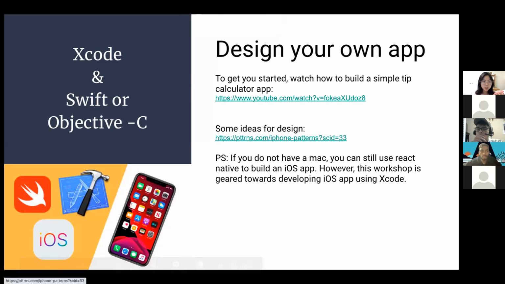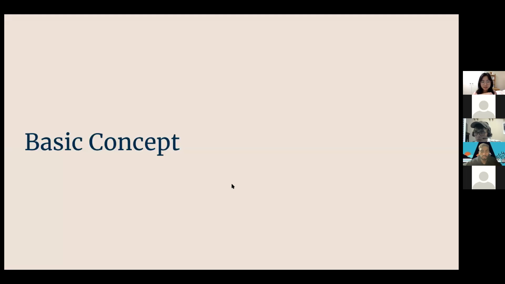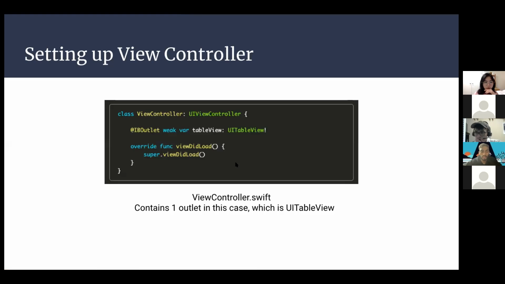Oh yeah, I have mentioned the difference between Swift and Objective-C. The one that I have shown you was Swift, and in future examples, I'll show you some Objective-C code just to show you what it looks like. Okay, so here are some basic iOS concepts that I think might be helpful. First, you can set up your view controller as we have seen before. There is a ViewController.swift that was developed for you before. In this case, there is one IBOutlet that it is connected to, and it is something called the UITableView. So what is a UITableView?